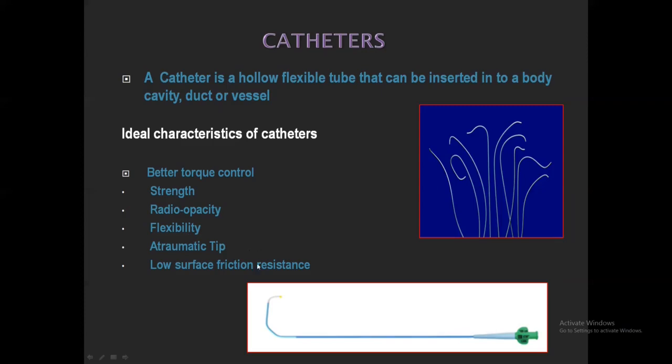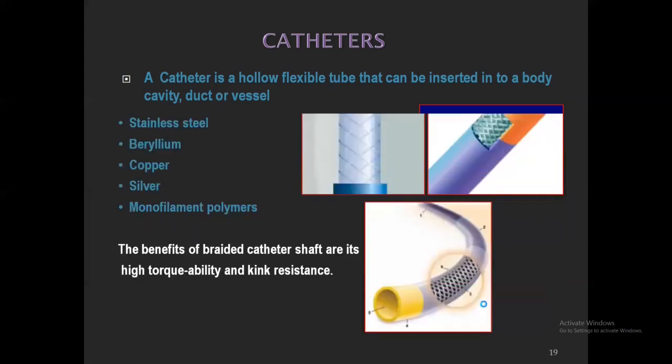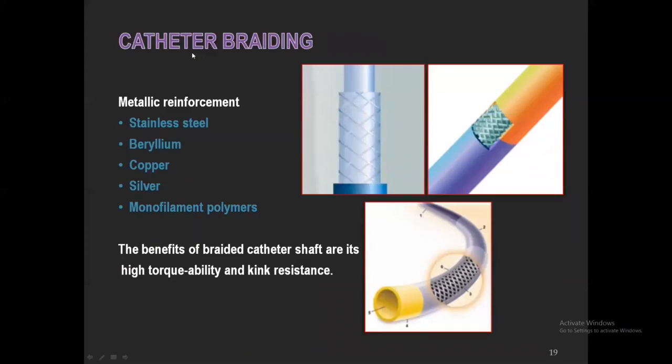And atraumatic tip, the tip should be very soft, otherwise it will cause damage in the blood vessels. Low surface friction resistance means when we push it through the blood vessel, it should move freely. So for that, there are some special hydrophilic coatings applied on the catheter. Another important aspect is the catheter braiding.